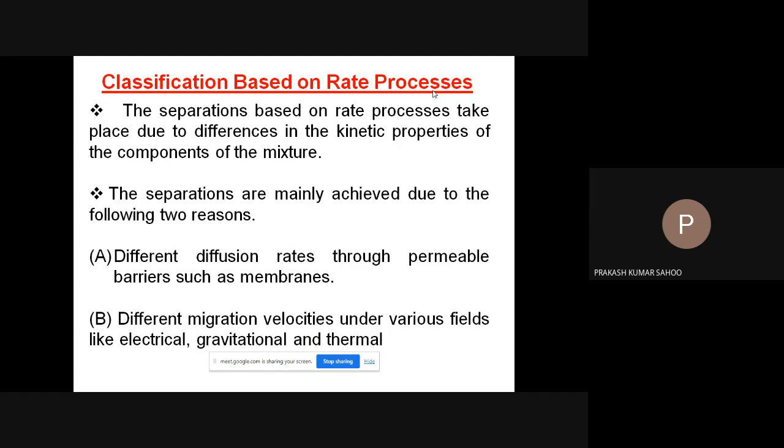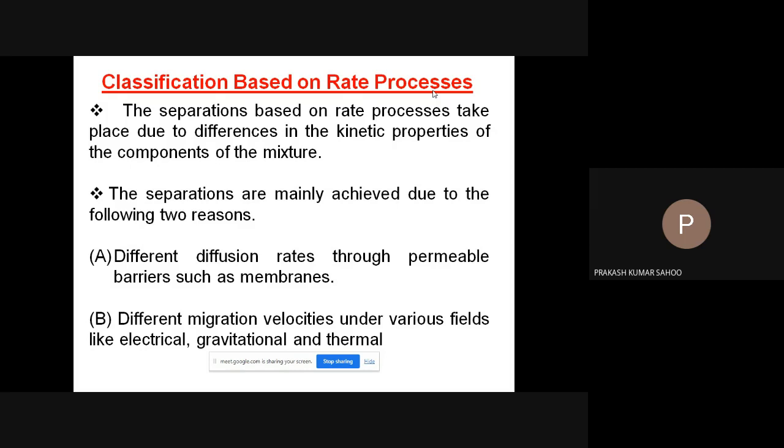So semi-permeable membrane is used in ultrafiltration. It is used in reverse osmosis, like in water purifiers, in Aquaguard, Kent purifier. One property is there, that is known as RO.